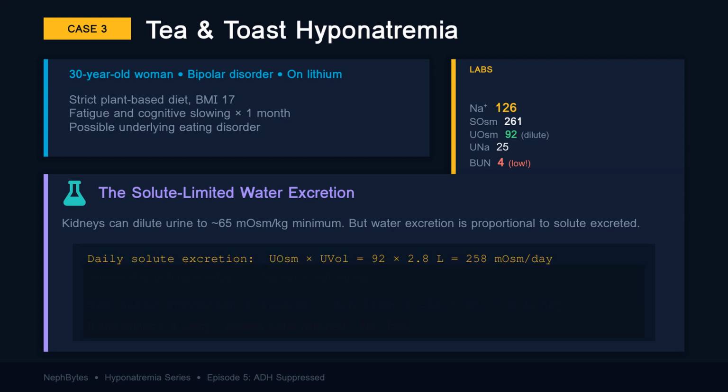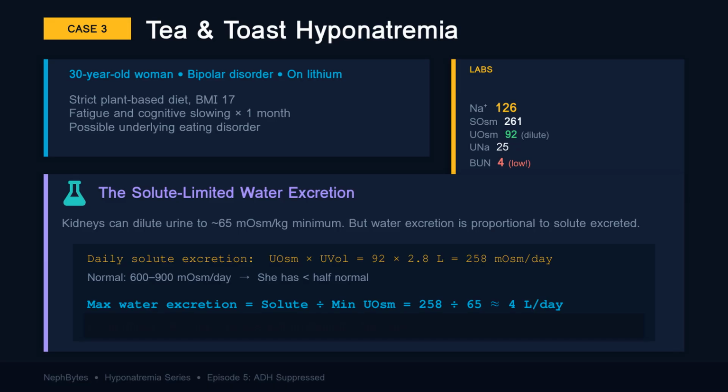Her daily solute excretion: urine osmolality 92 times urine volume 2.8 liters equals 258 milliosmoles per day. Normal is 600 to 900. She's generating less than half the normal solute load. Maximum water excretion, daily solute divided by minimum urine concentration. 258 divided by 65 equals about 4 liters per day. If she drinks more than 4 liters, which is not difficult if you're eating very little and drinking throughout the day, the excess water cannot be excreted. It's retained. The sodium falls.